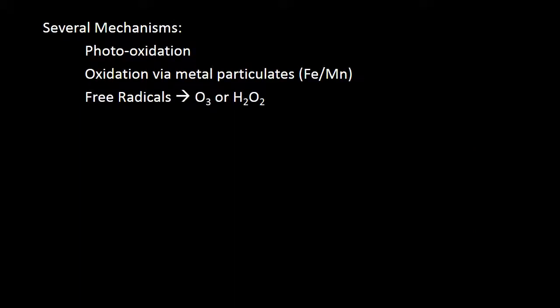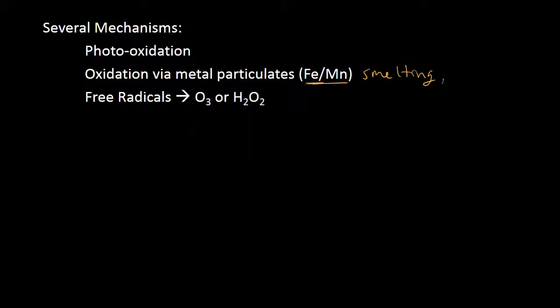So there are several different ways that this can occur outside of just reacting with water. And so there's photooxidation, which means light is going to provide the energy needed to react sulfur and oxygen together. And that's dangerous because there's always a lot of light. There could be oxidation via metal particulates, and this one's more common when there's smelting occurring because those metals are present.